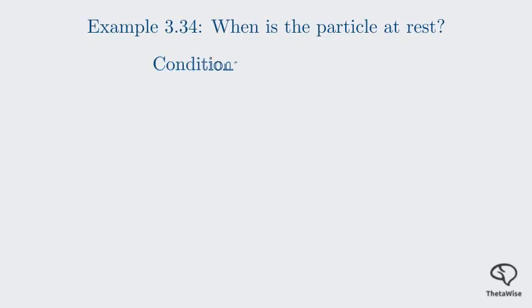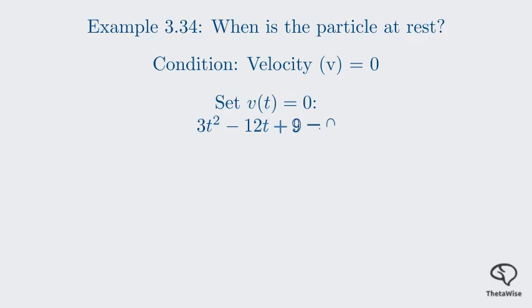So, to find out when the particle is at rest, we need to find the time t when the velocity is equal to 0. We'll take our velocity function, v equals 3t squared minus 12t plus 9, and set it equal to 0. This is a quadratic equation. Let's solve it for t. We can simplify it by dividing the entire equation by 3. That gives us t squared minus 4t plus 3 equals 0.